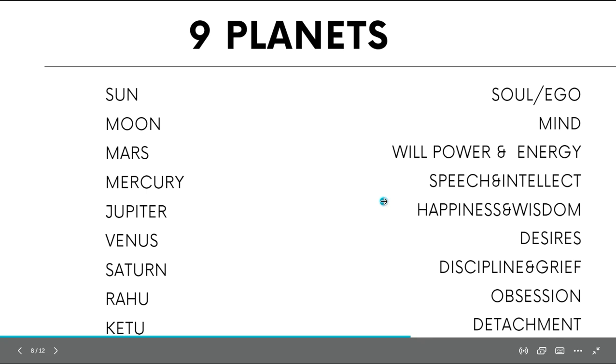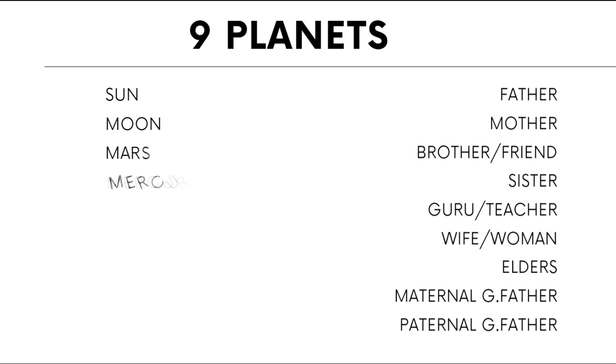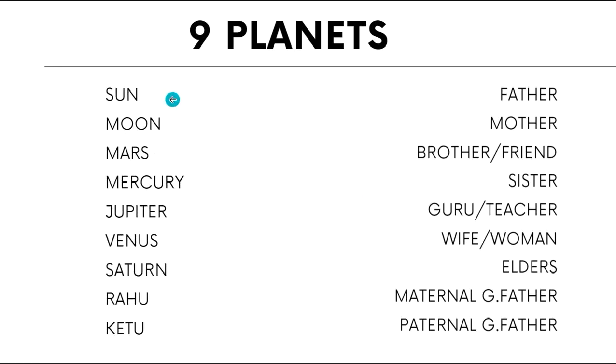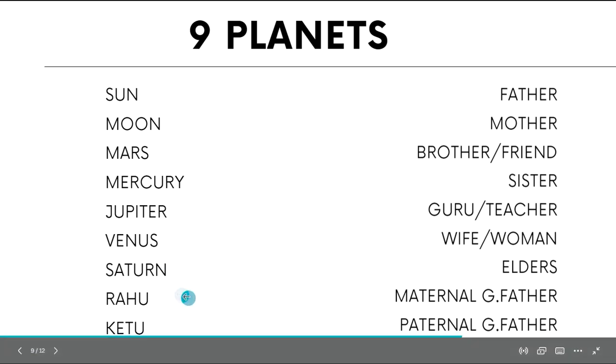Okay, so now from the standpoint of the ascendant, in the context of relationships, Sun represents the father, Moon the mother, Mars represents your brother or your friend, Mercury represents your sister, Jupiter represents guru or teacher, Venus represents wife or woman, Saturn represents elders, it also represents your servants, Rahu represents your maternal grandfather, Ketu represents paternal grandfather.